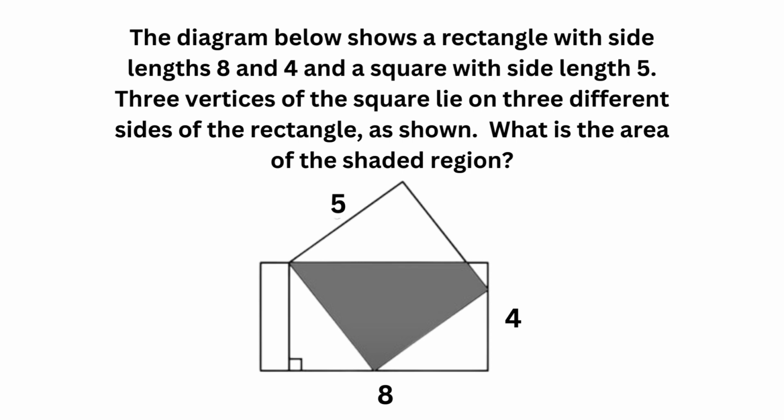The diagram below shows a rectangle with side lengths 8 and 4 and a square with side length 5. Three vertices of the square lie on three different sides of the rectangle as shown. What is the area of the shaded region?